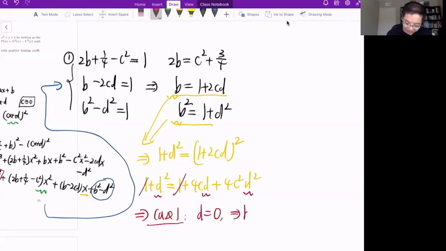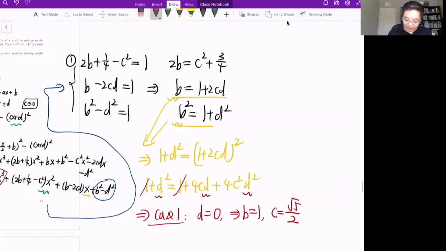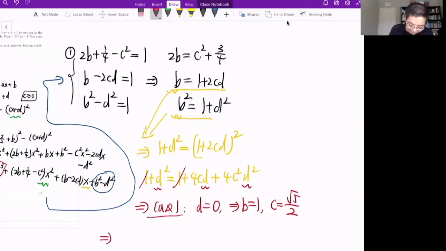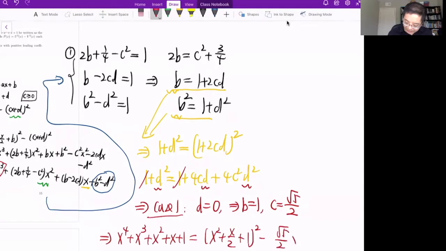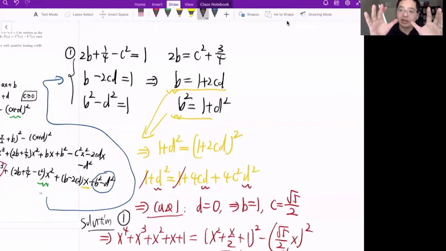Then my b will just be 1, right? And my c, you can just calculate, will be square root 5 over 2. Okay, now this is definitely a valid solution. For this case, we have x4 plus x3 plus x2 plus x plus 1 equals x squared plus x over 2 plus 1, squared, minus square root 5 over 2 times x, squared, right? So this is my u(x), and this is my v(x). So for this case, we get one solution, one possible u and v. The question is whether this is the only one.